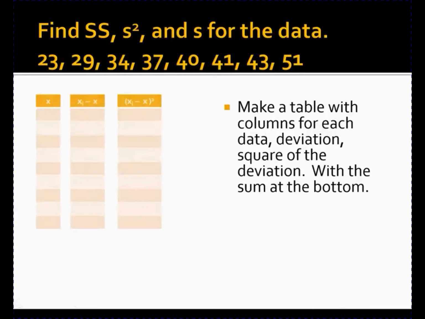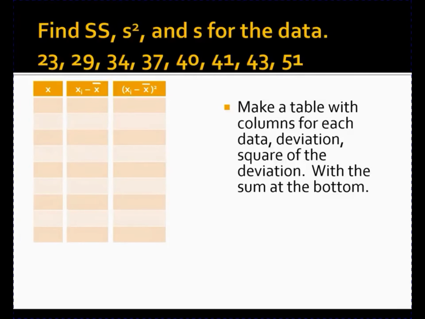We need to find the mean, because we have to have the mean to find each deviation. There are 1, 2, 3, 4, 5, 6, 7, 8 of them. And once we have them, we want to sum them up, because then we can find the mean and move forward from there. So we added all those up, 298. 298 divided by 1, 2, 3, 4, 5, 6, 7, 8.